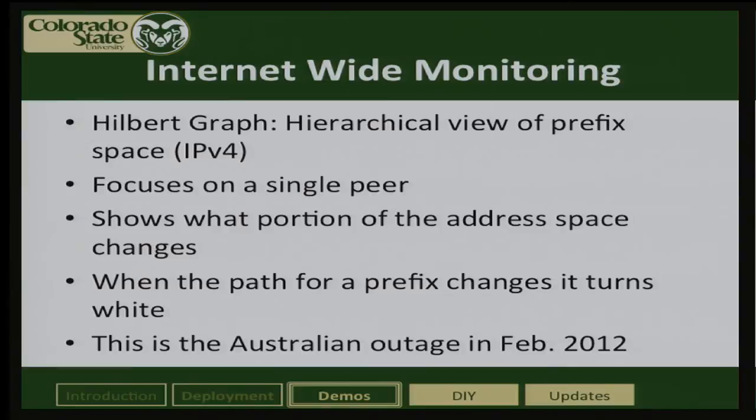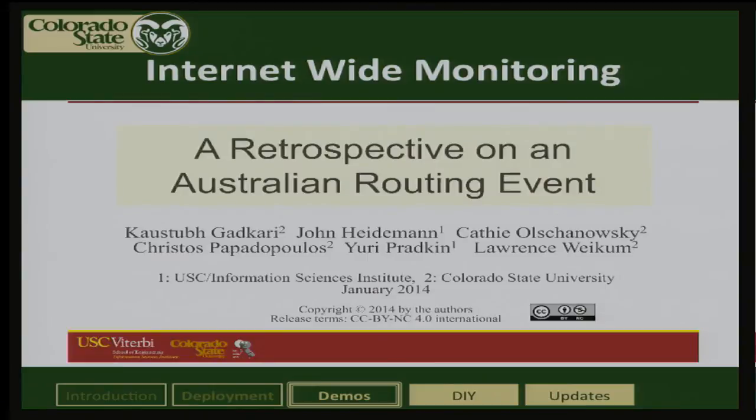So we chose an interesting time frame to display, and we're using a Hilbert graph to display the data. We took all of the BGP data that we had available for the Australian outage that happened in 2012. This is about 45 minutes of data. We chose one interesting peer from that data and put together a visualization of the Hilbert graph.